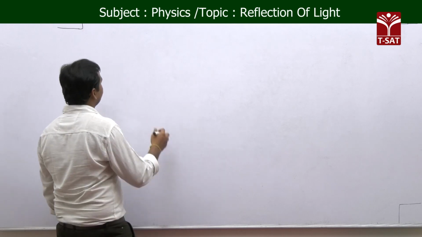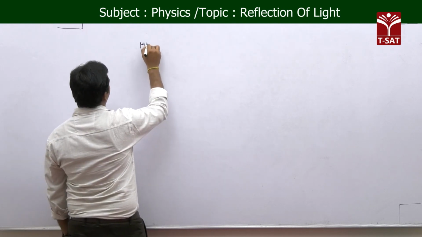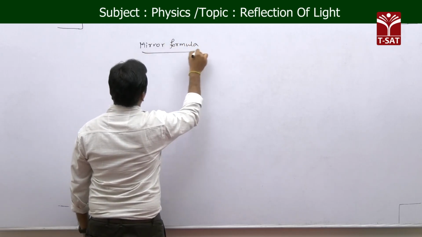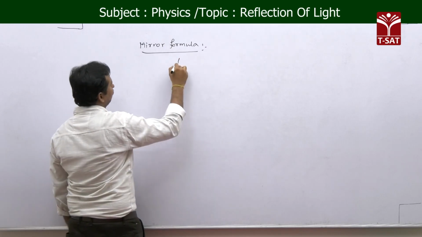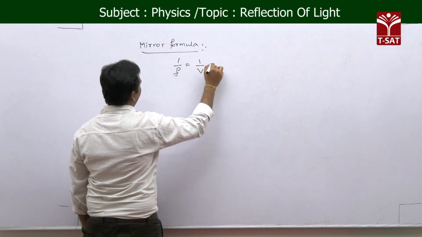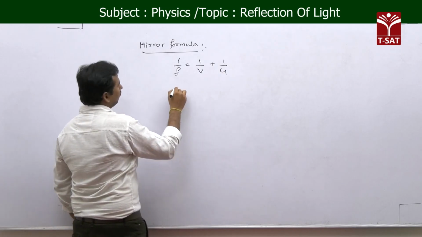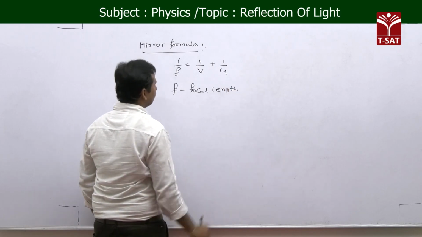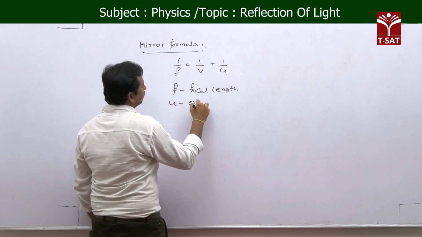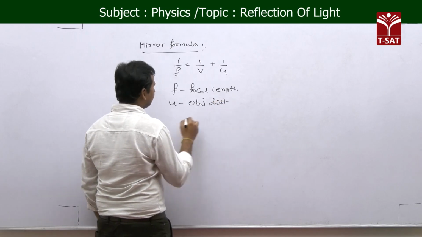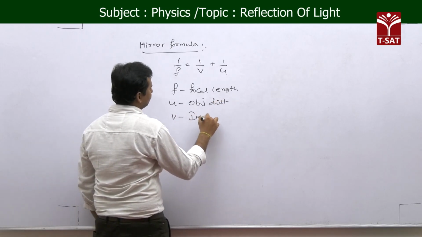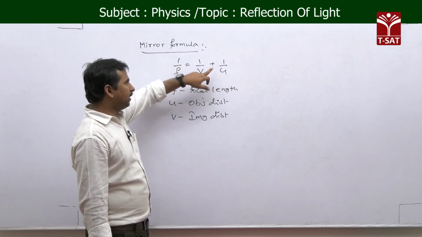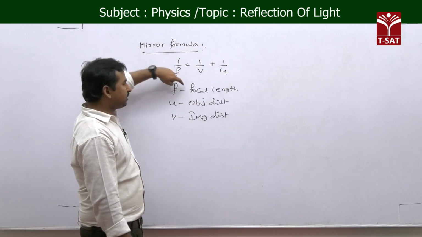Now after magnification, we will see the mirror formula. The mirror formula is 1 by f is equal to 1 by v plus 1 by u. Here f is the focal length of the given spherical mirror, u is the object distance, and v is the image distance. See the formula again: 1 by f is equal to 1 by v plus 1 by u, where f is the focal length.